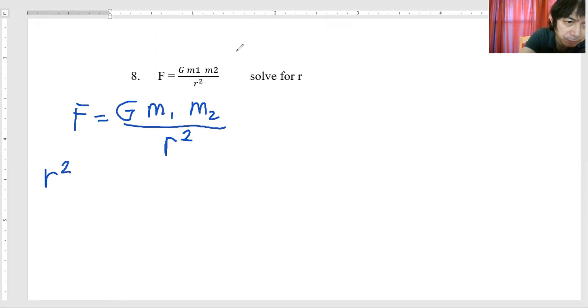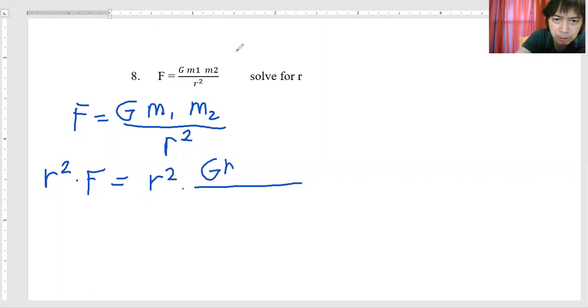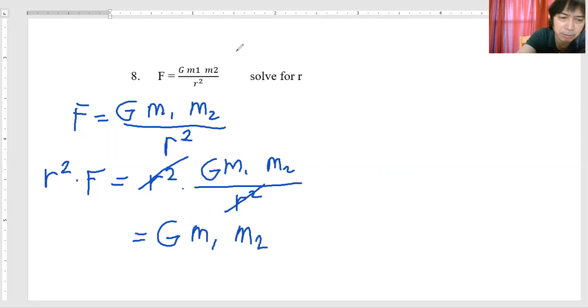So we multiply the left, that becomes r squared times F, and then we multiply the right side of the equation, r squared times the entire quantity G mass 1 mass 2 over r squared. And you see on the right side, r squared cancels out there. And the right side will simply become G times mass 1 and mass 2. The left is r squared times F there.